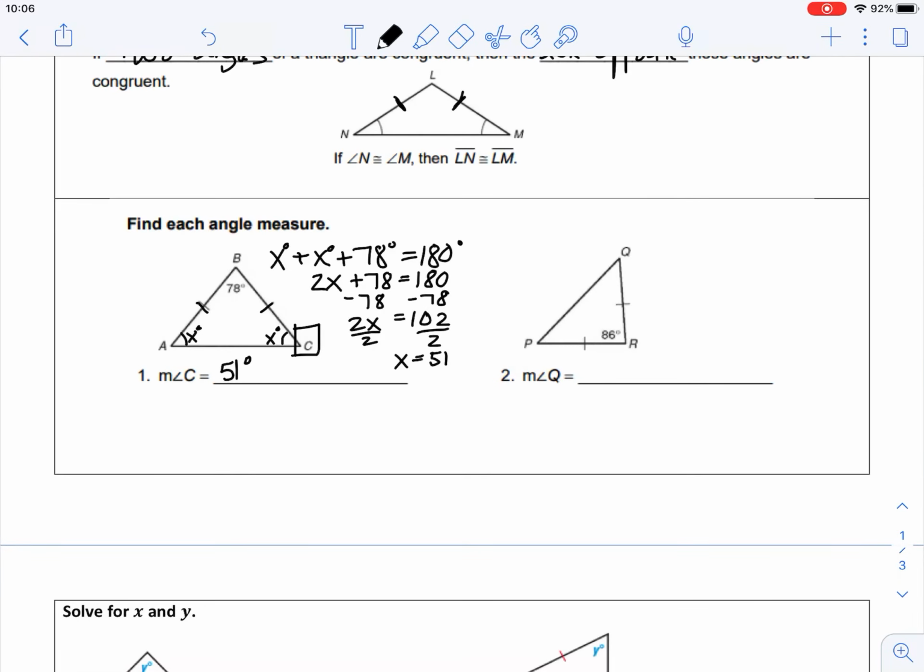Pause the video, take a moment, and solve for angle Q in exercise number 2.